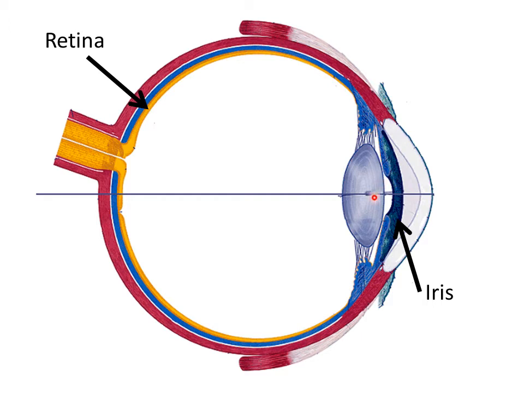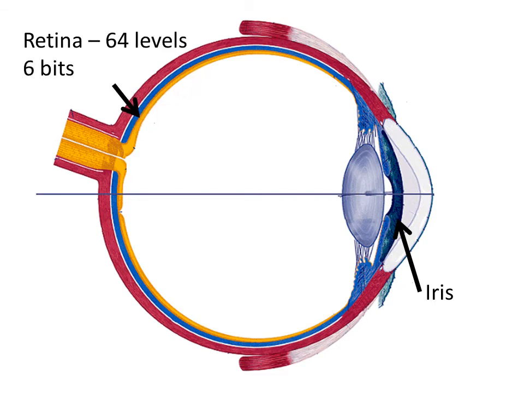Alright, so we have the iris. It opens and shuts depending on the light. If there's very little light, this opens up wide and lets a lot of light in. If it's really bright outside, this narrows down tight and lets only a little light in. The reason is because we only have so much sensitivity in our retina. Each of these millions of sensors on the retina can sense 64 levels.